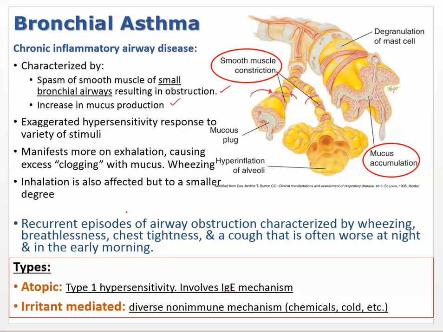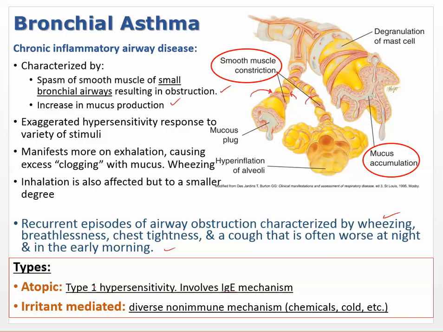Okay, so recurrent episodes of airway obstruction categorized by wheezing. This is what asthma is in general. Breathlessness, chest tightness, and a cough that is often worse at night and early in the morning. So there are two types.